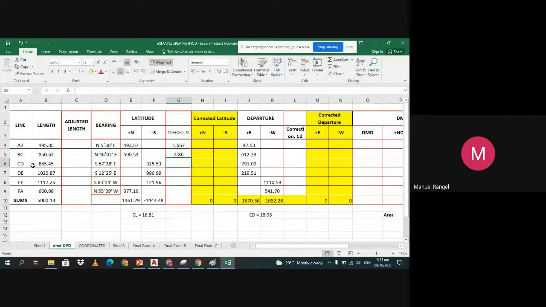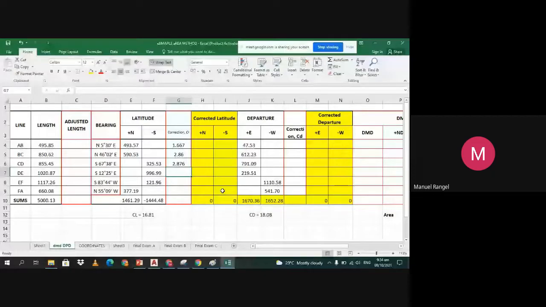Then for line CD, so that is 16.81 times 855.45 divided by 5,000.13, 2.876. Then line DE, that is 16.81 times 1,020.87 divided by 5,000.13, 3.432.